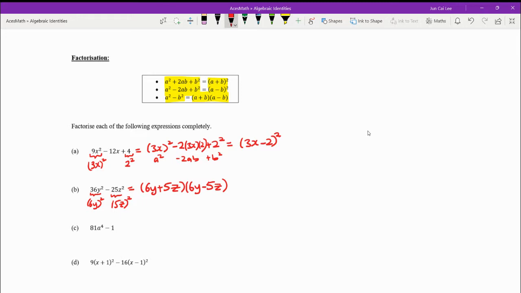Okay, part C, you have 81a to the power of 4 minus 1. So although this is not a direct square, you notice that here 81a to the 4 can be written as 9a squared, squared. Okay, 1 trivially is 1 squared. So again, this can be seen as a difference of two squares, which you can use the result of a plus b and a minus b.